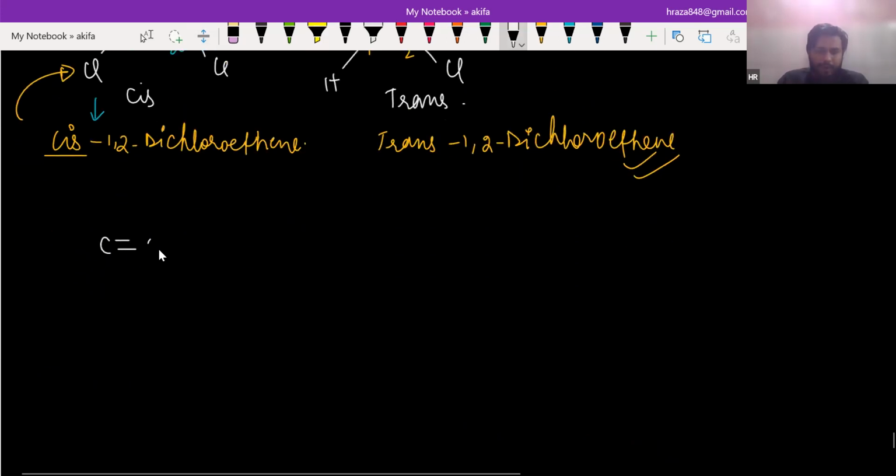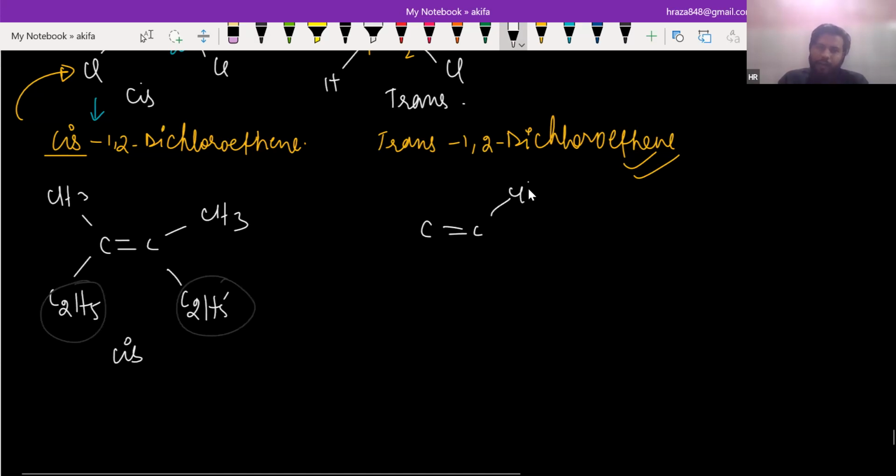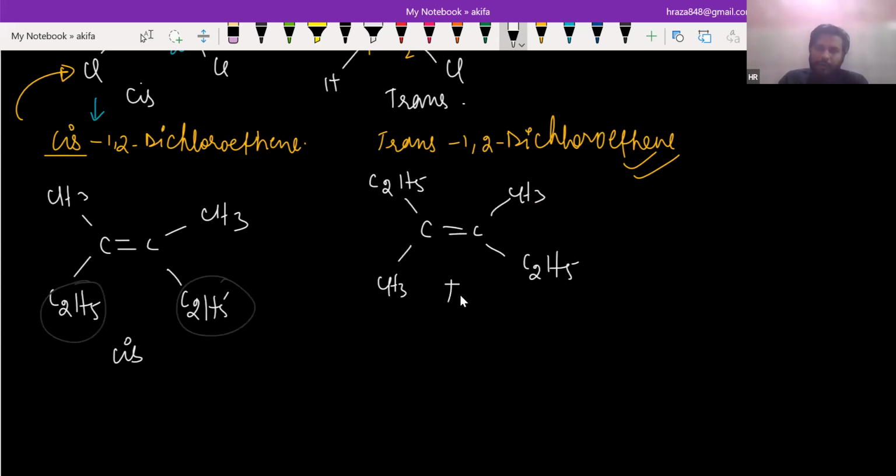So it will be C double bond C, and here it will be CH3, and here it will be C2H5. Again, here it will be C2H5, and here it will be CH3. So this will be cis because the same group is on the same side. And the same group on the opposite side will be trans.